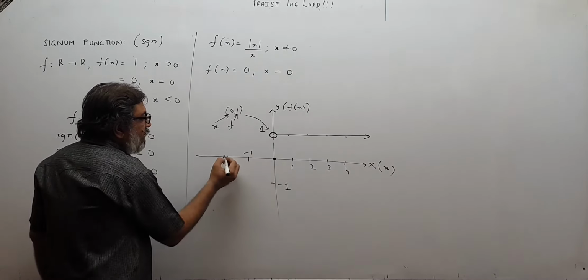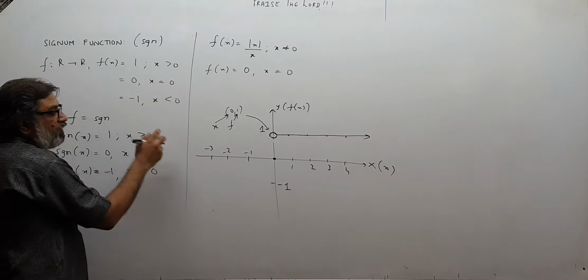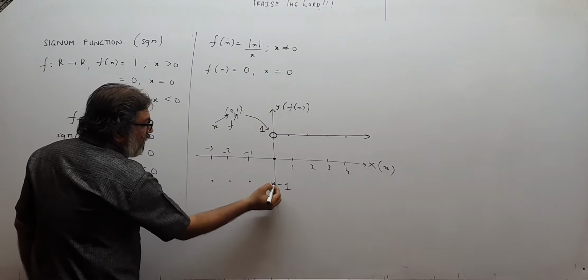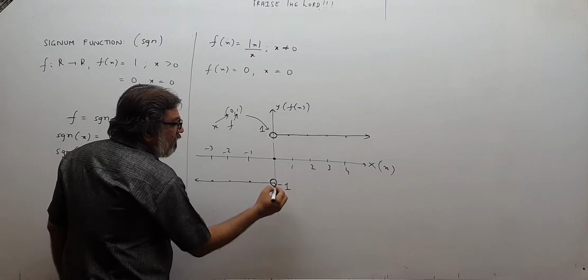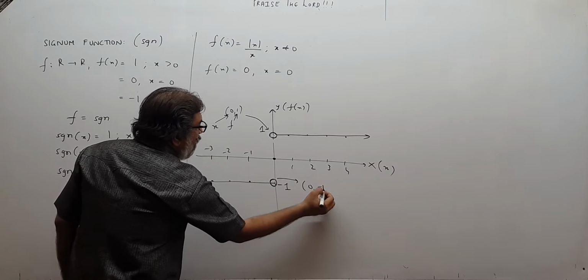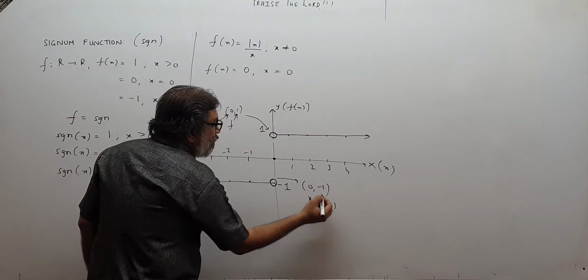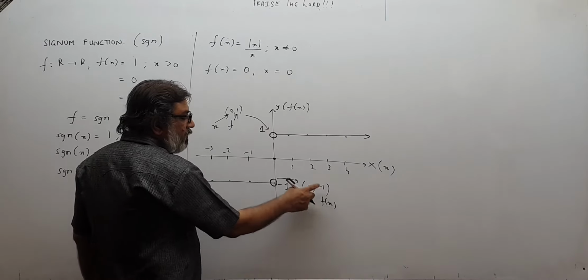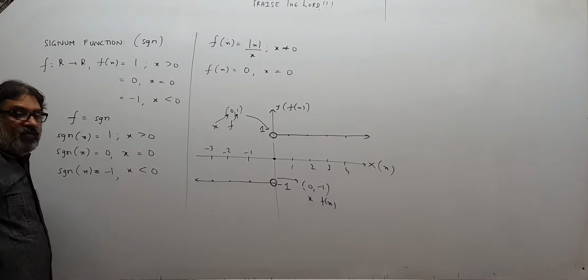When x is -1, -2, -3, when x is negative, the answer will be -1. So for -1 it is -1, for -2 it is -1, and the graph goes like this. Again, this point is not included in the graph because the coordinates of this point are (0, -1). This is x and this is f(x). If this point is there on the graph, that means when x is 0, f(x) will be -1. That is wrong, because when x is 0, f(x) will be 0, not -1.